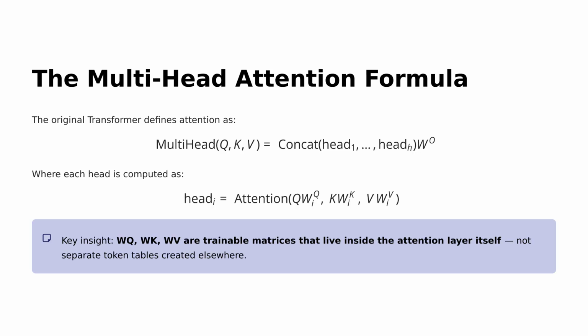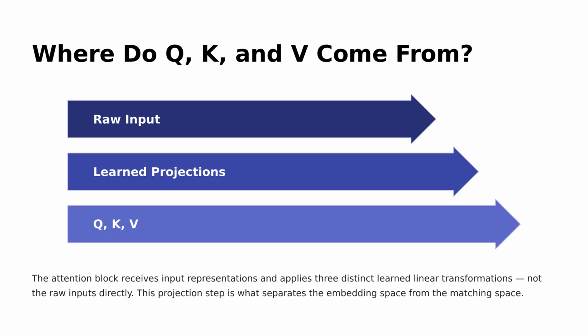Here's the multi-head attention formula from the original transformer. The full attention output is built by combining several heads, and each head runs its own attention over the same input. The important detail is that WQ, WK, and WV are trainable weight matrices inside the attention layer itself. They're learned as part of the model, not separate token lookup tables defined somewhere else.